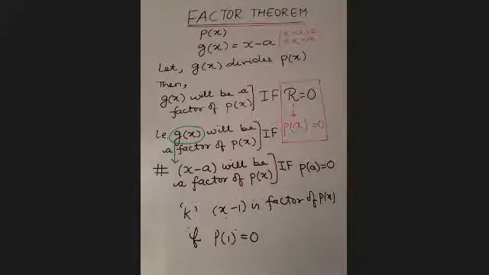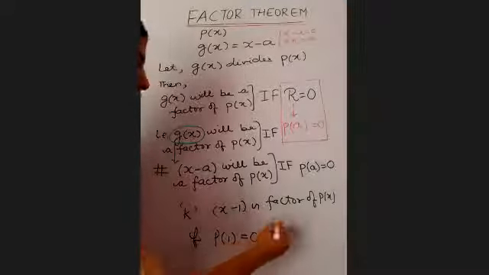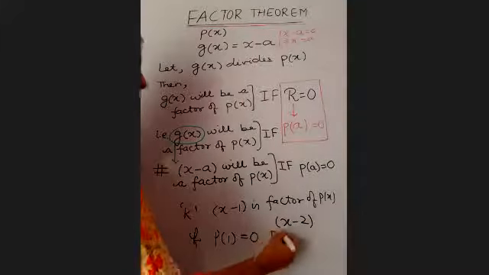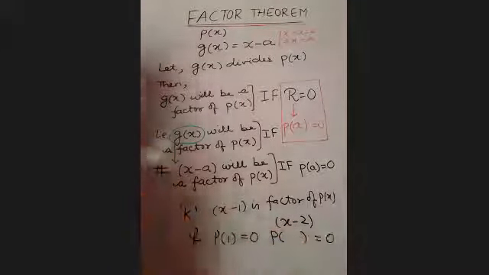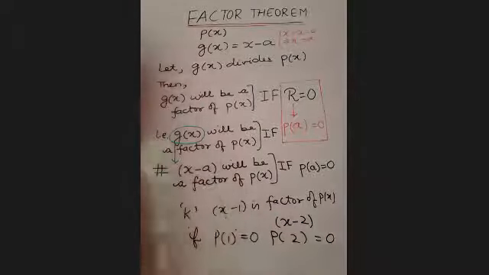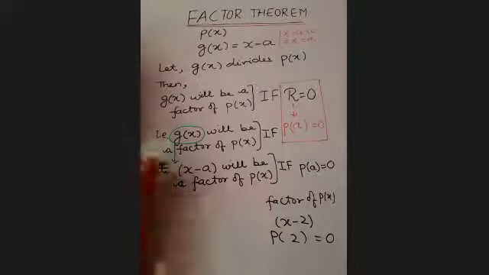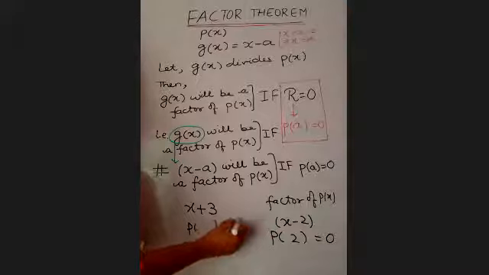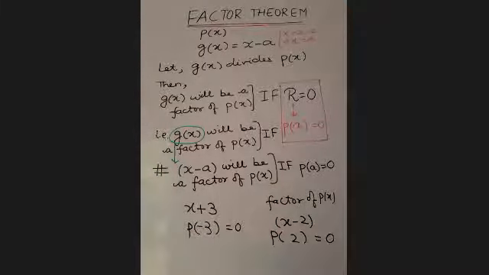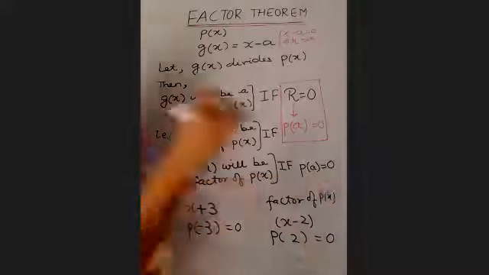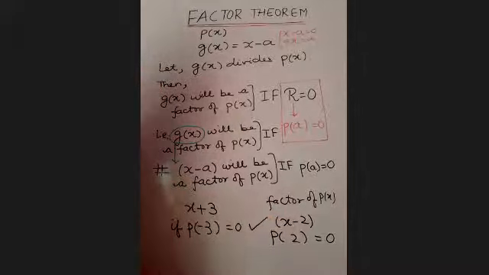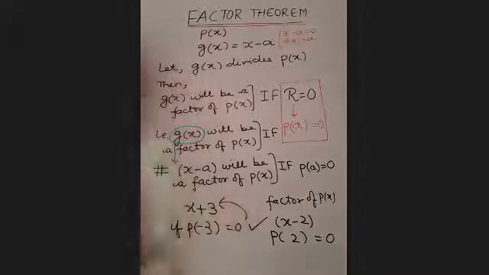See, better? If I say x minus 2 is a factor of p(x), then p of what will be 0? P of 2 is equal to 0. And if I say x plus 3 is a factor of p(x), then p of what will be 0? P of minus 3 is equal to 0. And otherwise, if I say that p of minus 3 is equal to 0, will that mean that x plus 3 is a factor? Yes, ma'am.